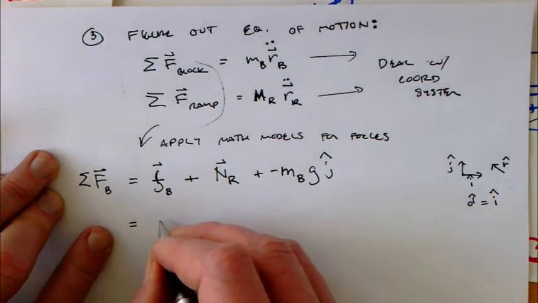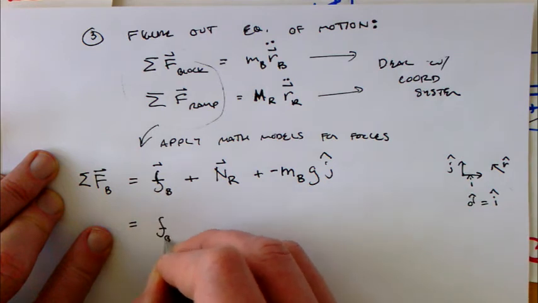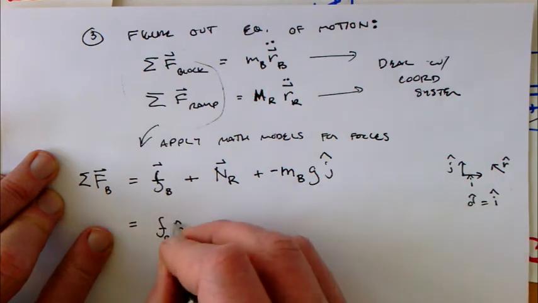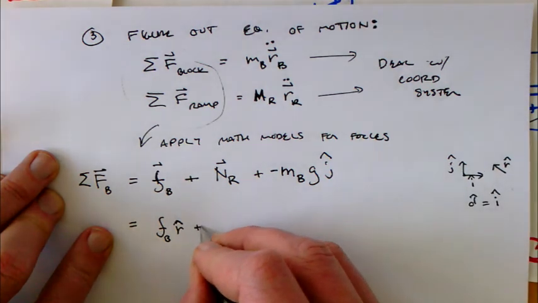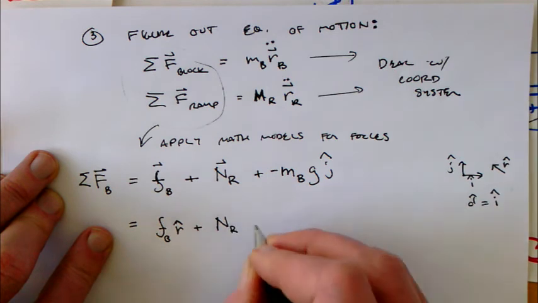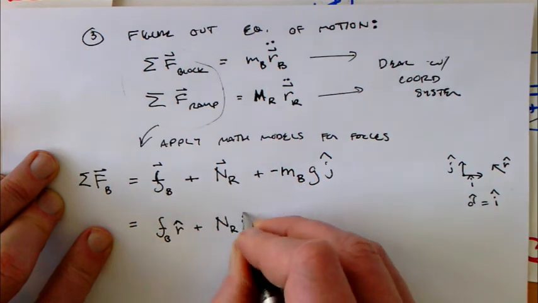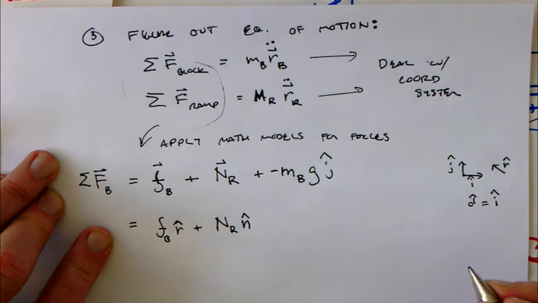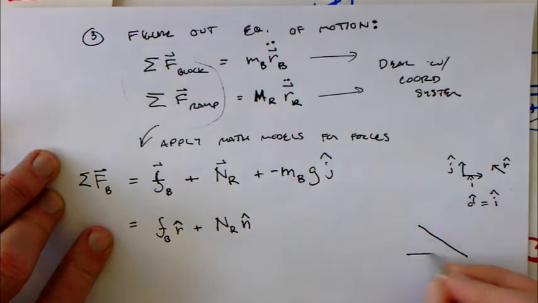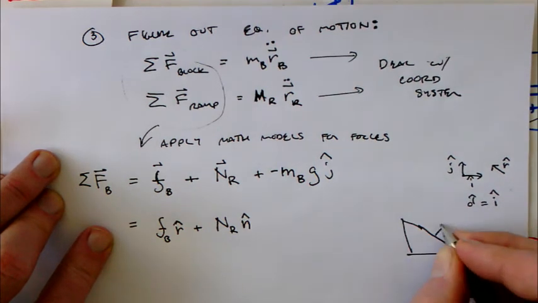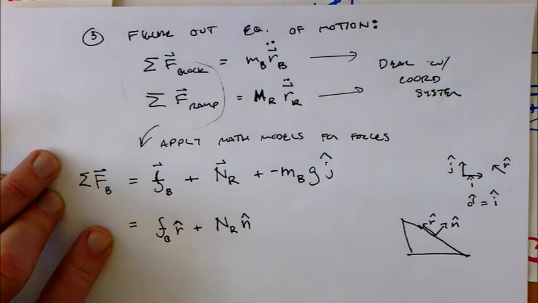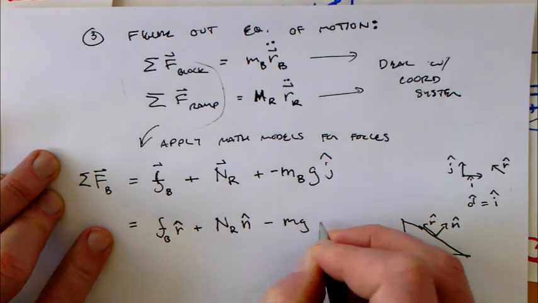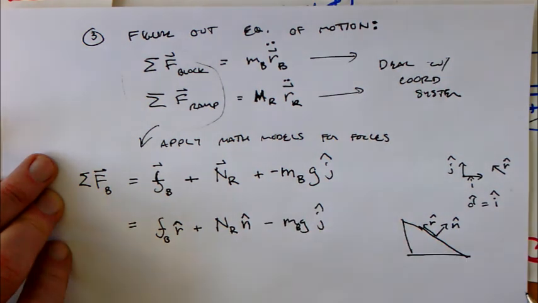My frictional force is going to be some frictional force, but it's always going to be in the r hat direction, right? It's always going to be along the surface of the ramp. My normal force will always be along a direction that is normal to the ramp, and I'm going to call that n hat. So let's draw the ramp here. So this is n hat, this is r hat, right? And my gravitational force is always in the j hat direction.